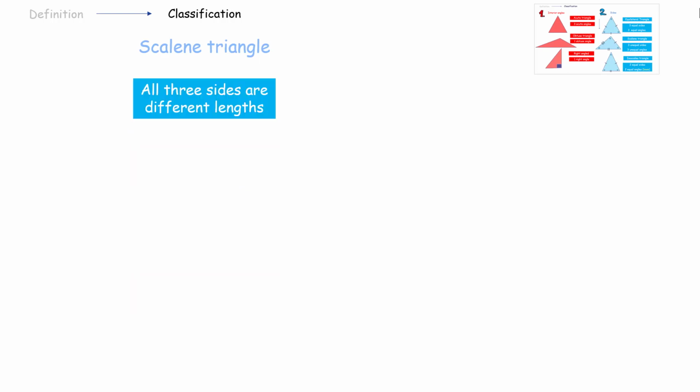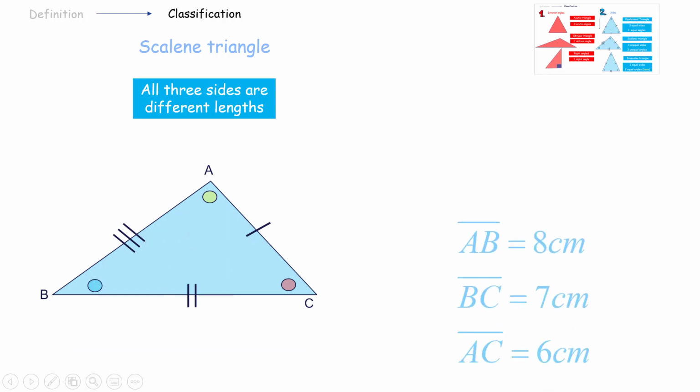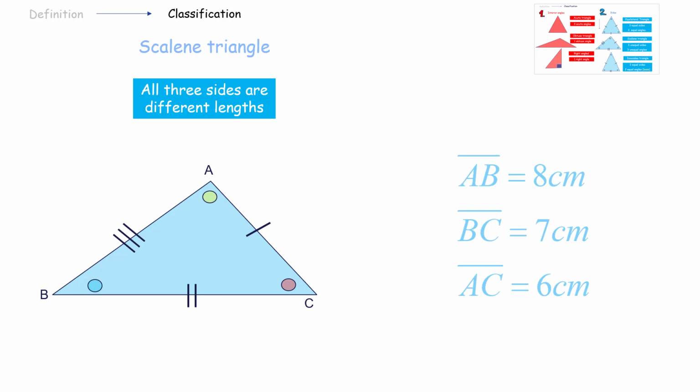A scalene triangle. All 3 sides are of different lengths, and that's why we use this notation. So, for example, AB is 8 centimeters, BC 7 centimeters, and AC 6 centimeters.